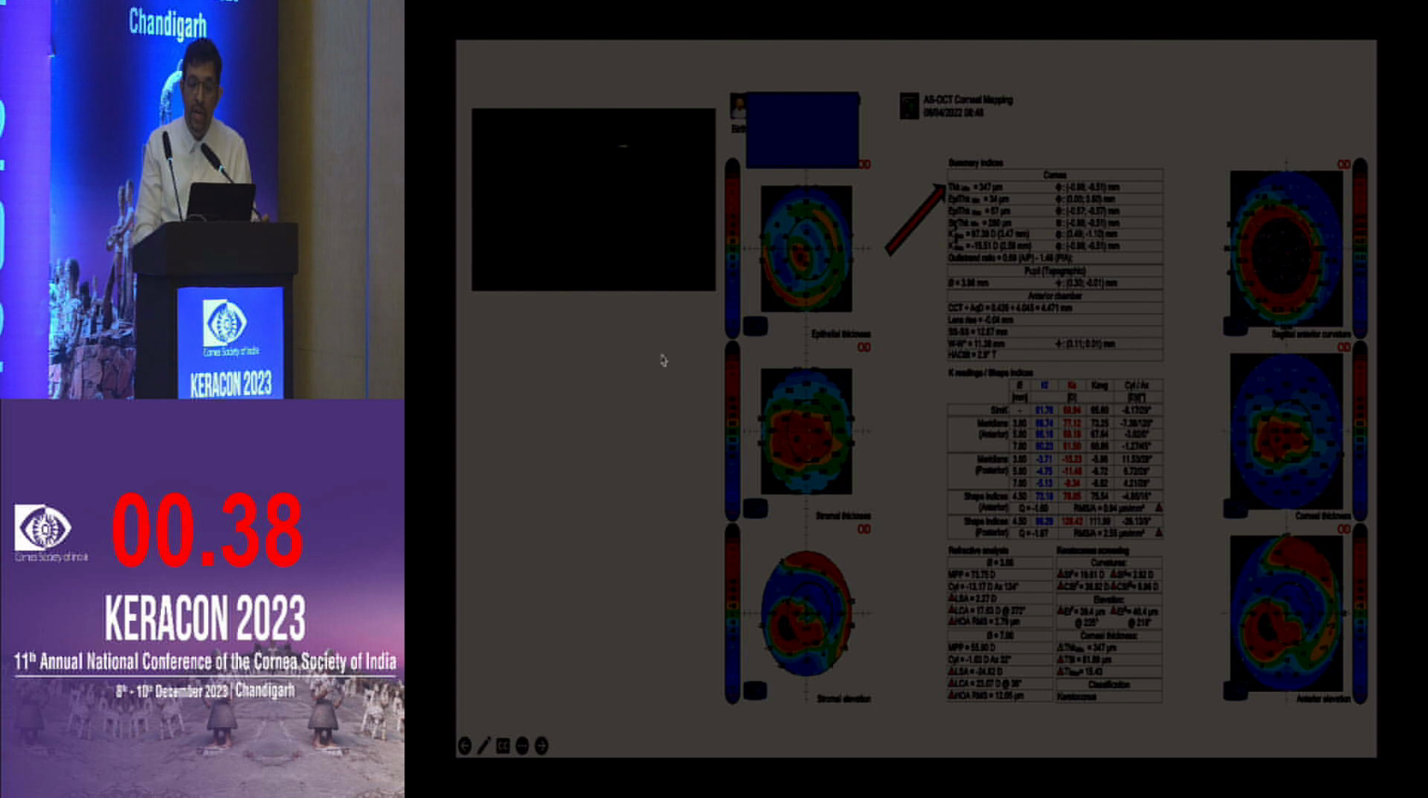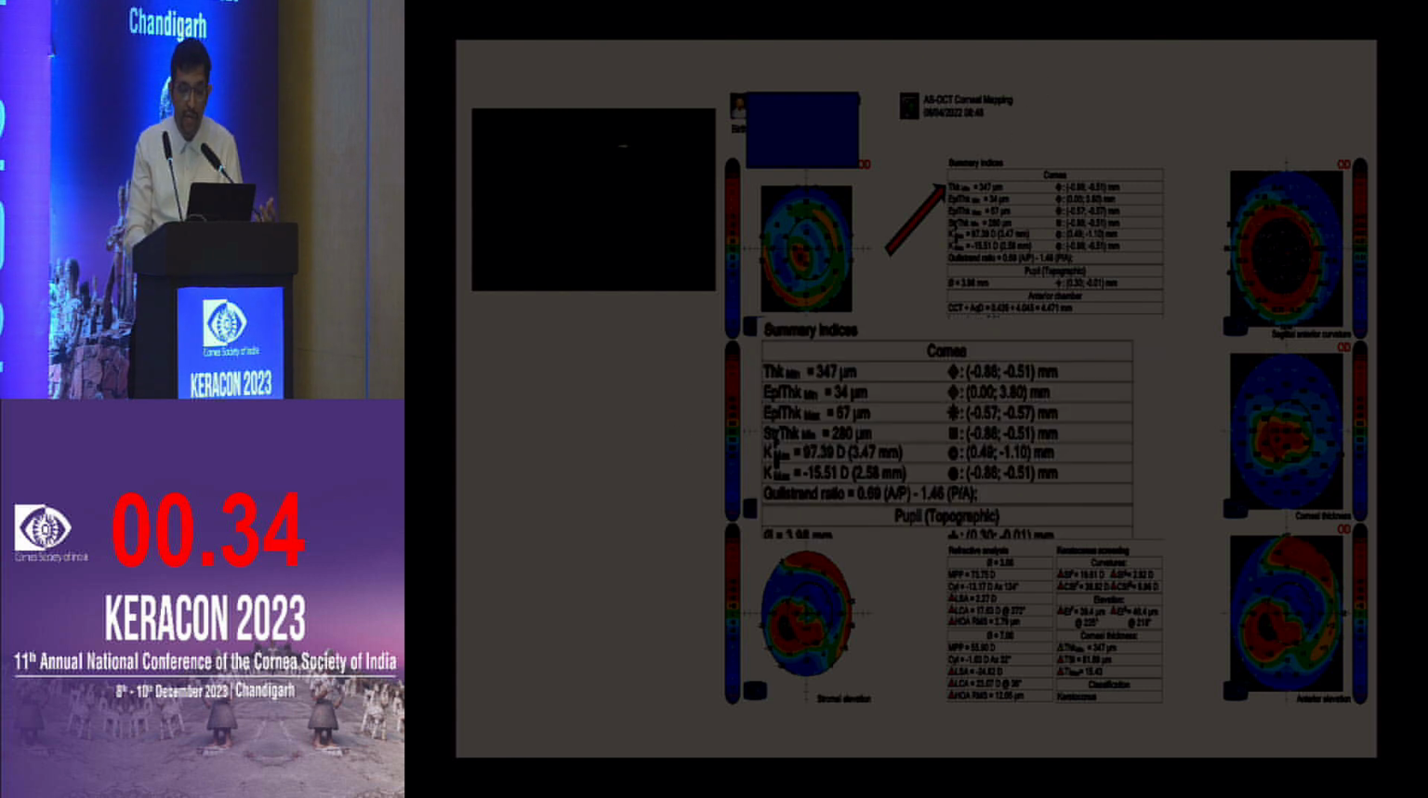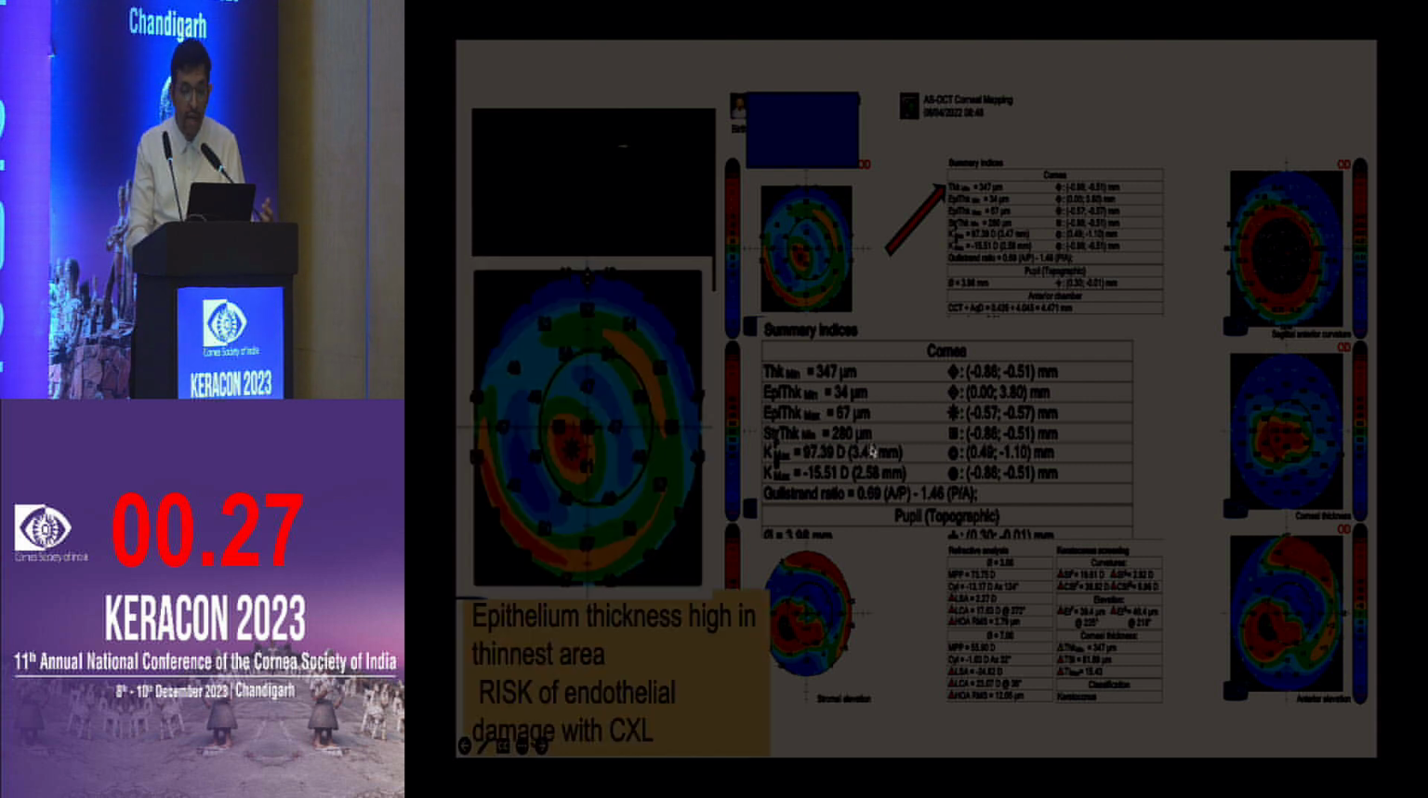Here you actually look at a Pachy value of around 347. You might think, okay, you want to do a CXL for this patient. But look at the maximum epithelial thickness, it is 67, and the stromal thickness is 280. In fact, here the epithelium was thickest over the area of the cone. And if you look at the OCT, you can actually see there is a depression. This entire crater has been filled by the epithelium.